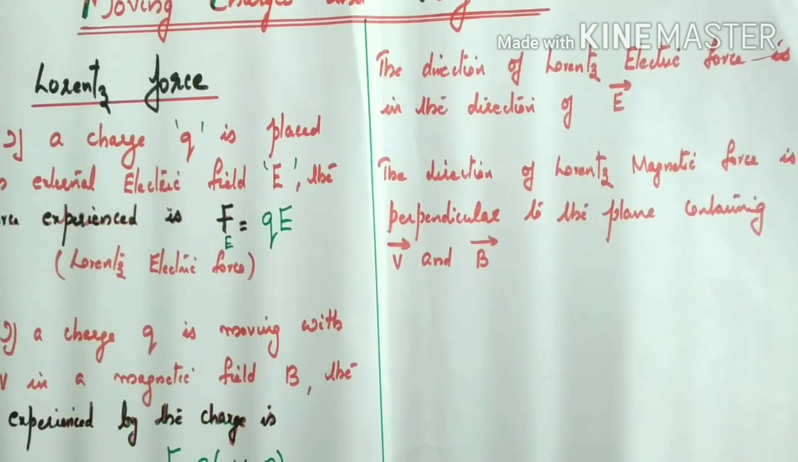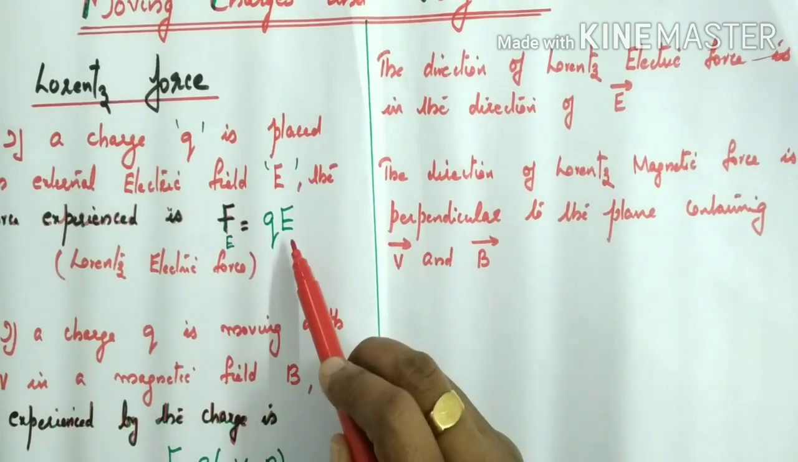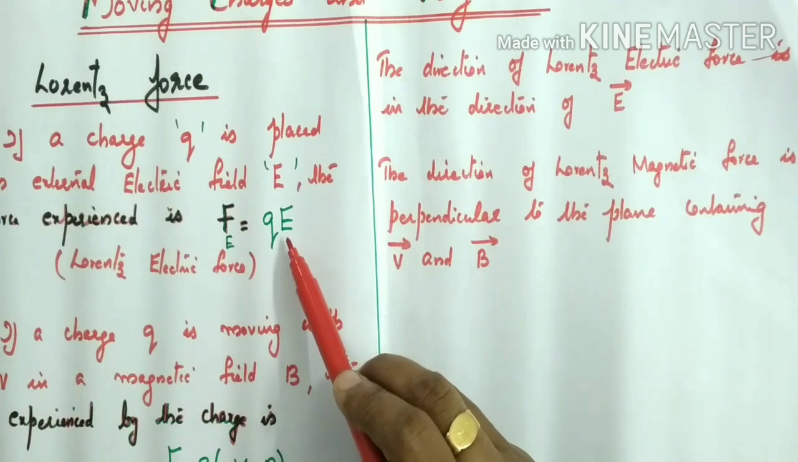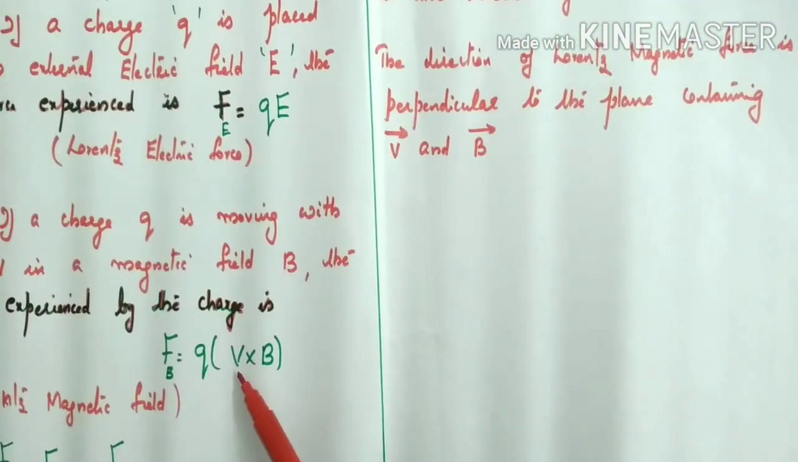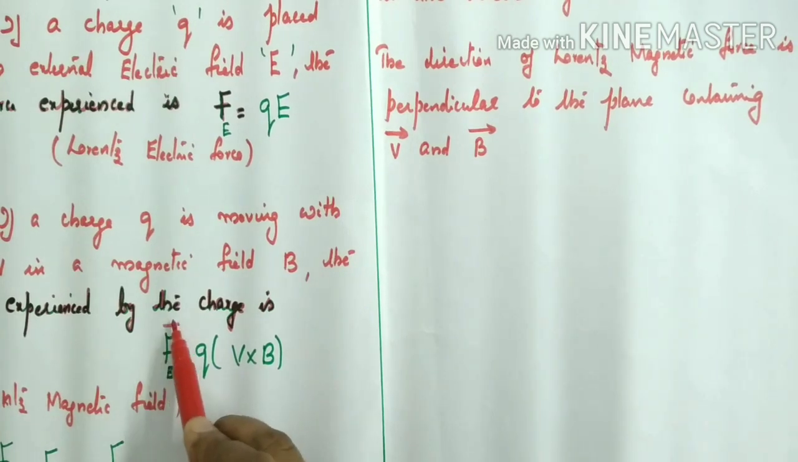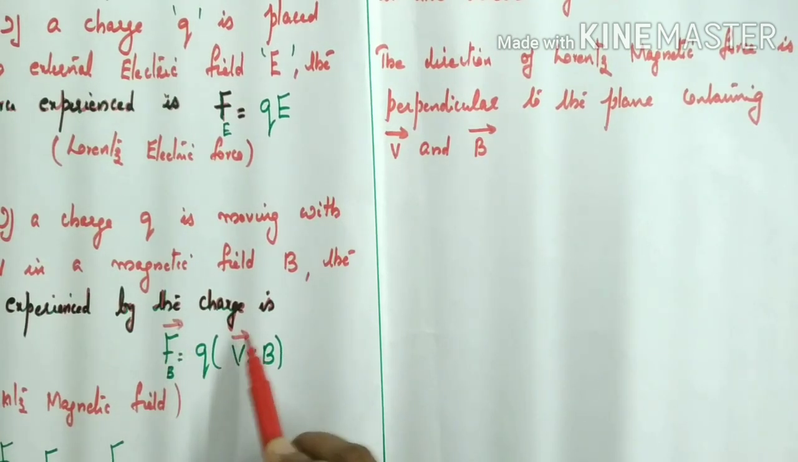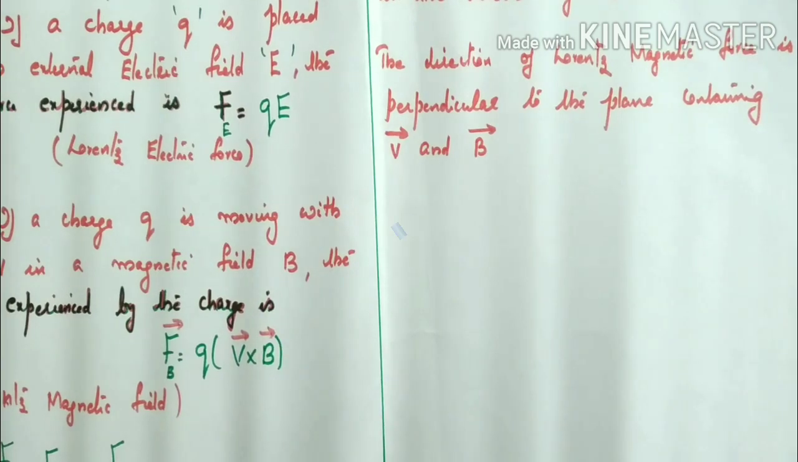The direction of Lorentz electric force is always in the direction of electric field, because F equal to QE. So the direction of force is in the direction of electric field, and the direction of magnetic force is always perpendicular to the plane containing velocity and magnetic field, vector V and vector B, because it is V cross B. So the direction of magnetic force is always perpendicular to the plane containing vector V and vector B.